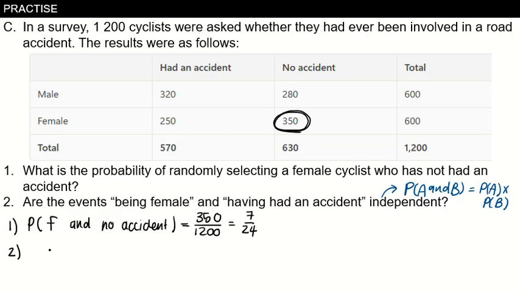So first we can look at what is the probability of a female cyclist having an accident. So the probability of female and accident.